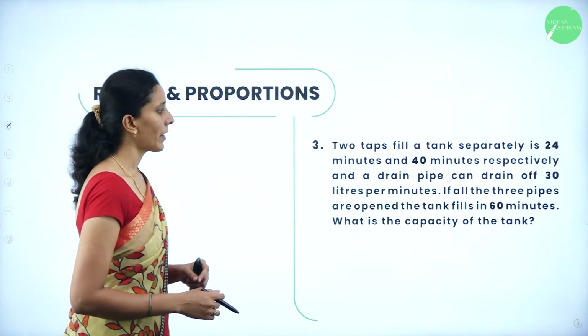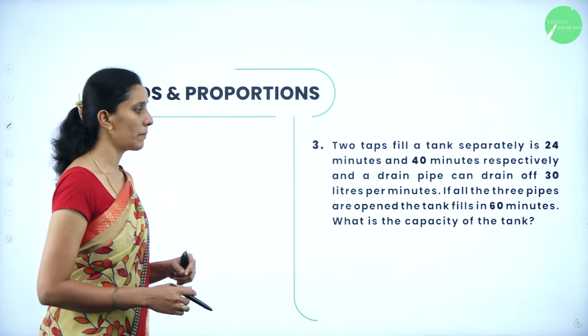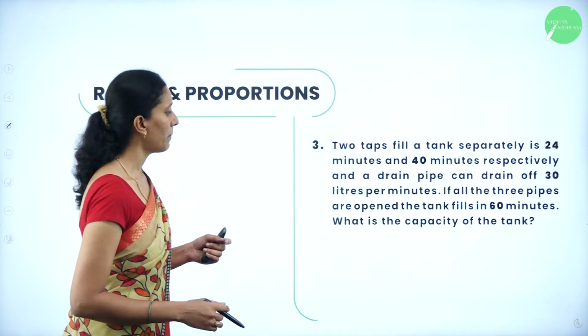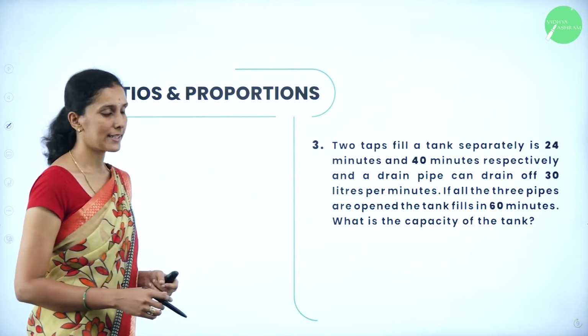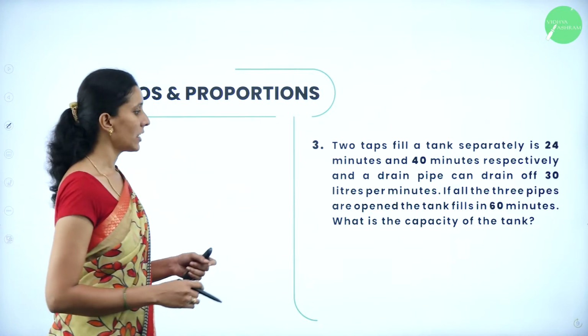Next question. 2 taps fill a tank separately in 24 minutes and 40 minutes respectively, and the drain pipe can drain off 30 liters per minute. If all the 3 pipes are opened, the tank fills in 60 minutes. What is the capacity of the tank?